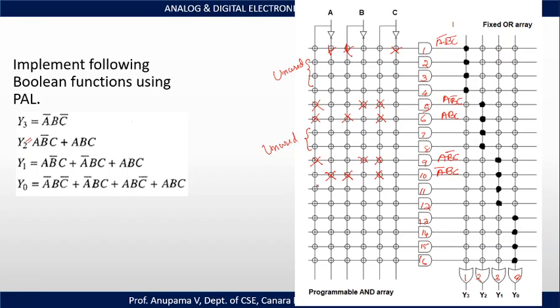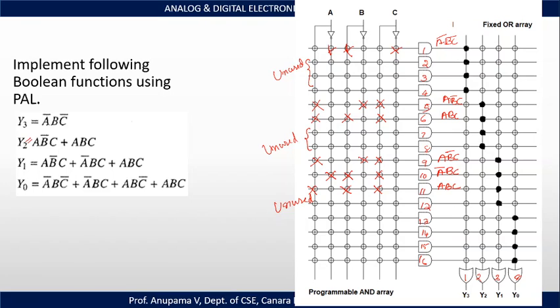Next term is ABC, which is implemented using AND gate 11. So draw X mark against A B and C of AND gate 11. So the output of AND gate 11 is A, B, C. There is no more term for Y1. So AND gate 12 is unused. So inputs for OR gate 3 are the outputs of AND gates 9, 10, 11. So the expression Y1 is implemented using OR gate 3.